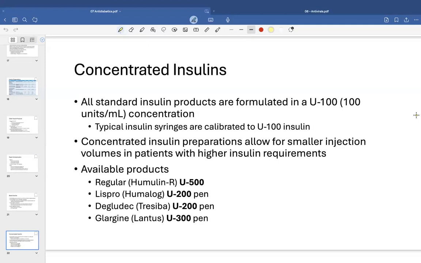Insulin syringes are calibrated to U100 insulin. The regular insulin syringes that you would just get by default, you ask for an insulin syringe, it's U100, meaning that each tick on a syringe, when you're measuring the dose, would be 1/100th of a milliliter, right? So it corresponds to 1 unit. So if you're delivering 30 units of insulin, you draw it up to number 30, what you're doing is giving 0.3 mLs of insulin. Follow?